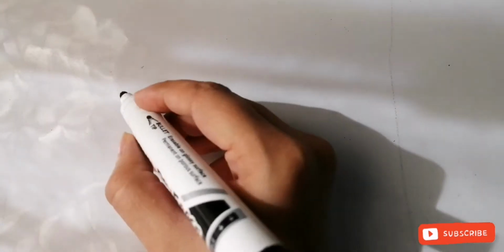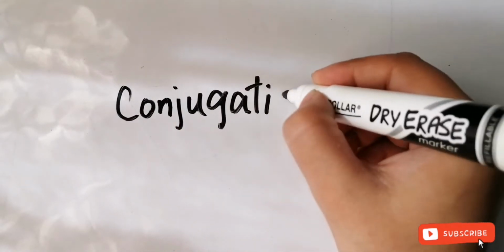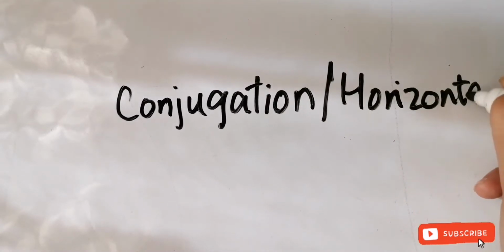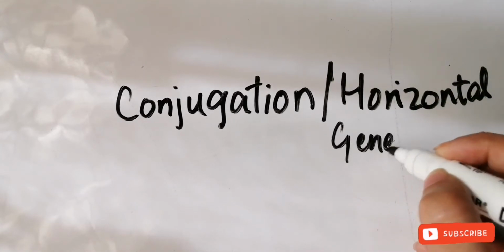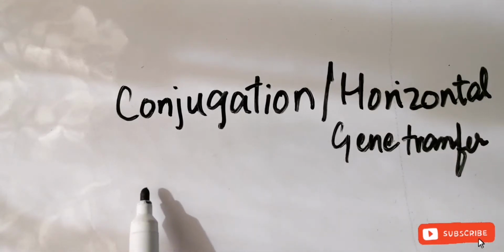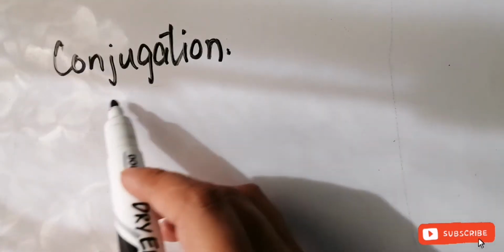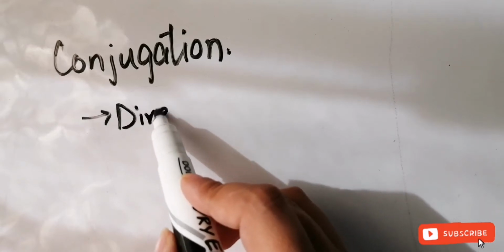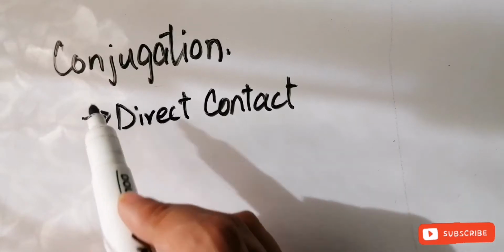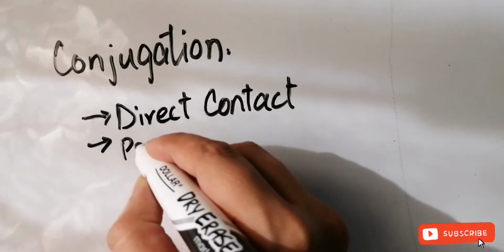The process of conjugation is also known as horizontal gene transfer. Horizontal gene transfer means the exchange of genetic material takes place in the horizontal plane. The process of conjugation involves direct contact between the two bacteria, direct physical contact between the bacteria that are exchanging genetic material. Conjugation takes place by means of plasmid.